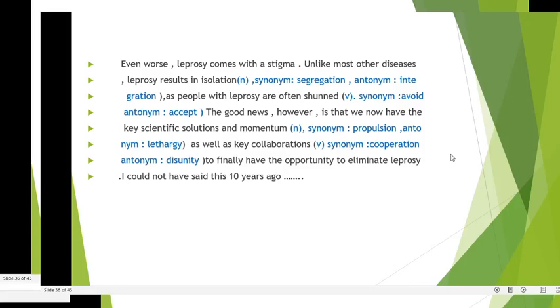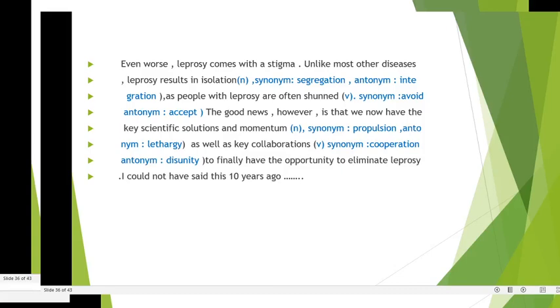Even worse, আরো খারাপ কথা হলো, leprosy comes with stigma. লেপ্রোসির সাথে সাথে অনেক কুসংস্কার ছিল। Unlike most other diseases, অন্য রোগের থেকে ব্যতিক্রম হলো, leprosy results in isolation. লেপ্রোসি মানুষকে একদমই নিঃসঙ্গ করে দেয়। কেননা as people with leprosy are often shunned, কারণ কুষ্ঠরোগ আক্রান্ত লোকদেরকে মানুষ পরিত্যাগ করে। Shun means পরিত্যাগ করা, পরিহার করা. Synonym of this word is avoid and antonym accept.